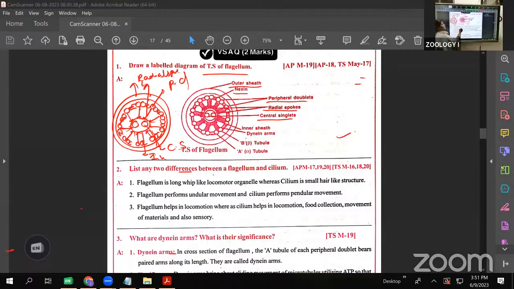Next, the doublet is drawn like this. Inside it, one is called the A tubule and another is called the B tubule. Each and every doublet has an A tubule and a B tubule. Any one or two you write here. The smaller one is called the dynein arms. Label the outer sheath, inner sheath, singlets, peripheral doublets, radial spokes, dynein arms. Like this you label. For this diagram, 2 marks will be there, which is a VSAQ.